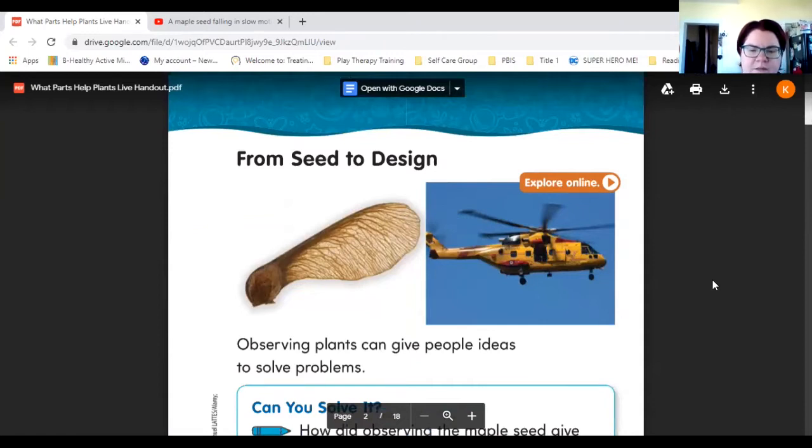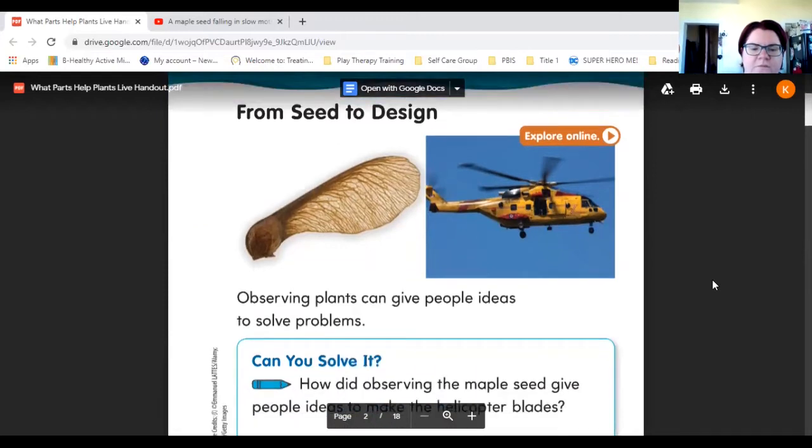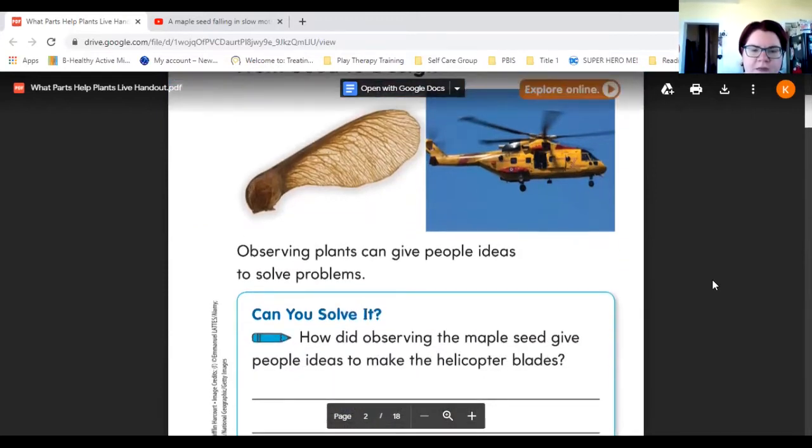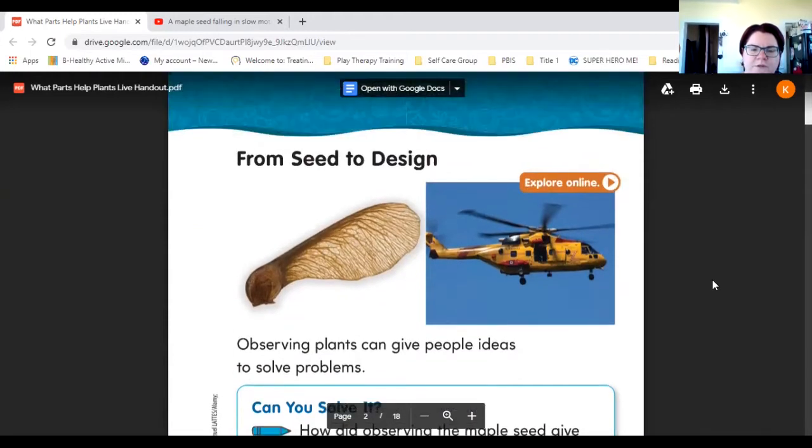From seed to design. Observing plants can give people ideas to solve problems. Can you solve it? How did observing the maple seed give people ideas to make the helicopter blades? Well, let's look at this for a minute. On one side, you see this plant-looking thing. That is a maple seed. And it has a little wing-looking thing on it, huh? And then on the other side is the picture of a helicopter. And the things on the helicopter that go round and round at the top, those are called helicopter blades.